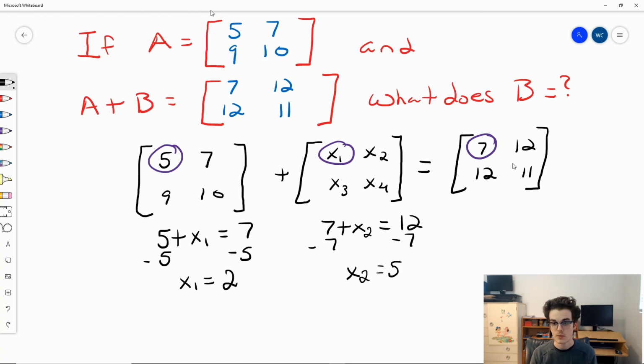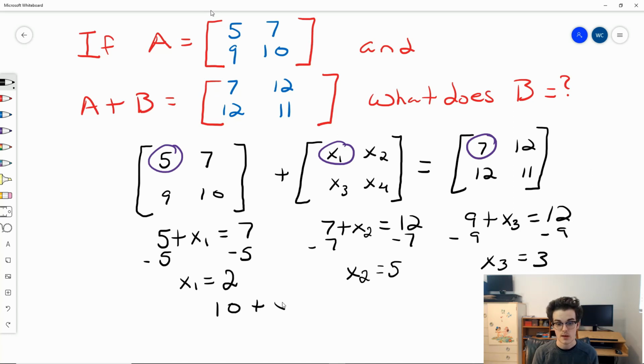Now let's do x3. So that would be 9 plus x3 equals 12. We subtract 9 from both sides, and we get x3 equals 3. Now let's solve for x4. We would write it as 10 plus x4 equals 11, and we'd subtract both sides by 10, and we get x4 is equal to 1.